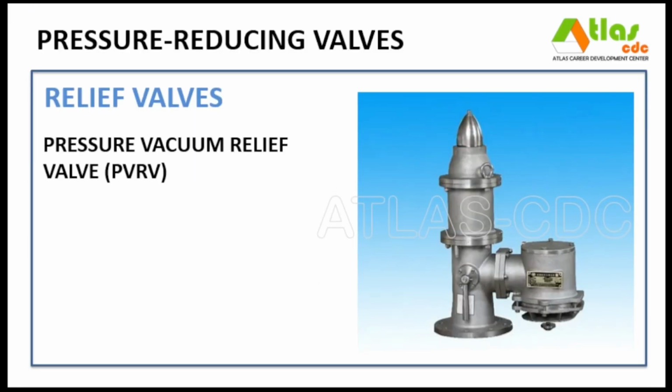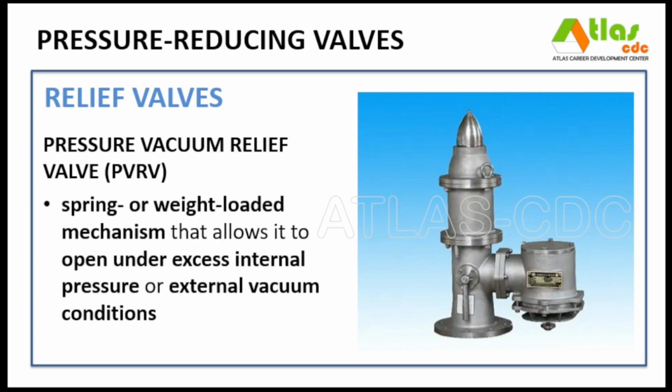A pressure vacuum relief valve, PVRV, uses either a spring-loaded or weight-loaded mechanism that allows it to open under excess internal pressure or external vacuum conditions. When the internal pressure rises above a set point, the valve relieves the pressure to prevent overpressurization. Conversely, when a vacuum forms inside the tank, such as during emptying or cooling, the valve opens to admit air, preventing structural collapse. This dual action distinguishes it from standard relief valves, which typically respond only to overpressure.